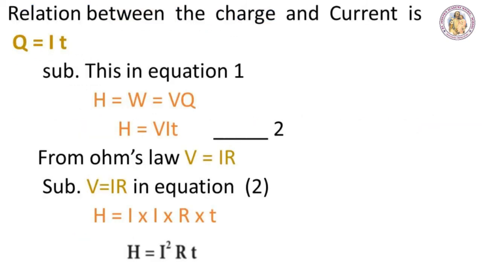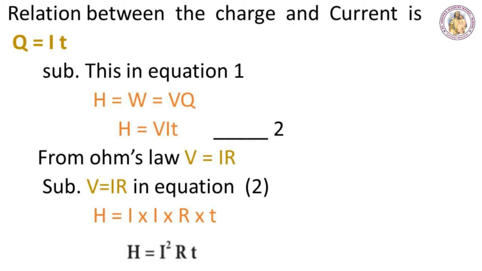The relation between the charge and current is Q = It, that we know already. This charge you have to substitute in equation number 1. What is equation number 1? H = W = VQ. In that you have to substitute this relation between charge and current. Then we will get H = VIt. Take this as equation number 2.